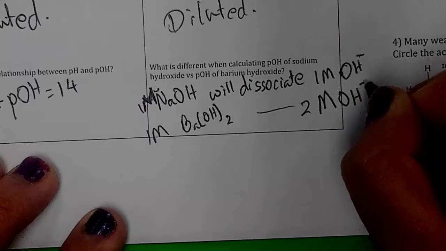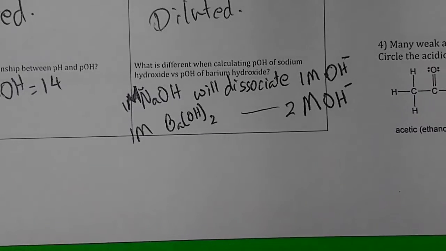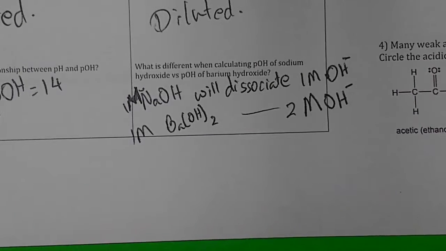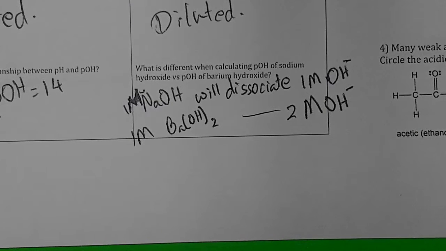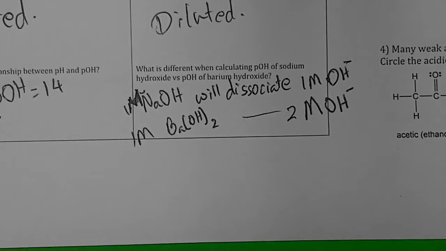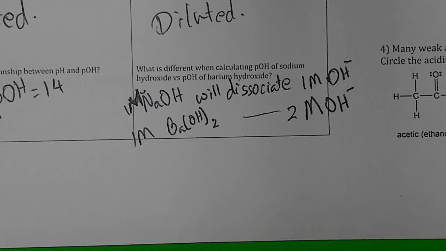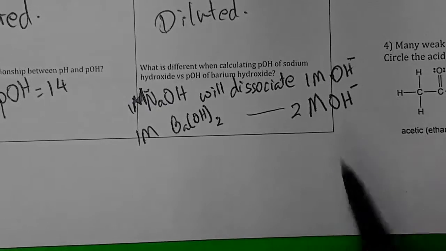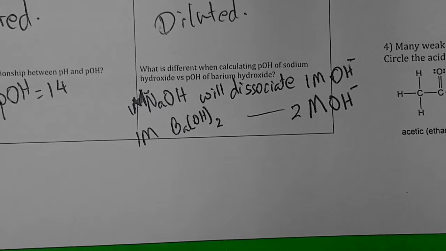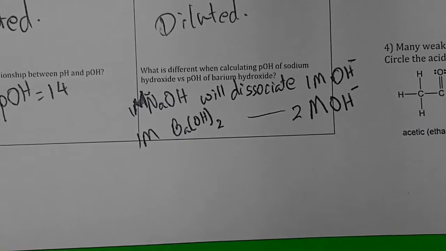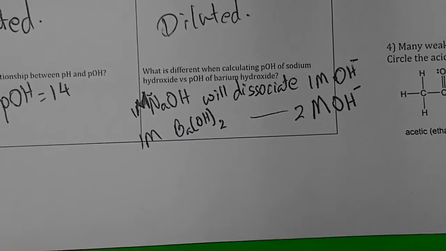You gotta be careful. That means if they have the same concentrations, which one do you think is technically stronger or has more OH? Yeah, Ba(OH)2. It's going to dissociate more. That means you're going to have more OH minus. Your pH is going to be really big. Your pOH is going to be small. Make sense? Look at the pictures.